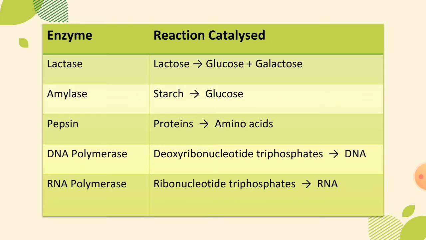Here are some of the examples of enzymes and the reactions they catalyze. First one, lactase. Lactase converts lactose into glucose and galactose. Amylase converts starch into glucose. Pepsin converts proteins into amino acids. The DNA polymerase and RNA polymerase convert deoxyribonucleotide triphosphates and ribonucleotide triphosphates into DNA and RNA respectively.